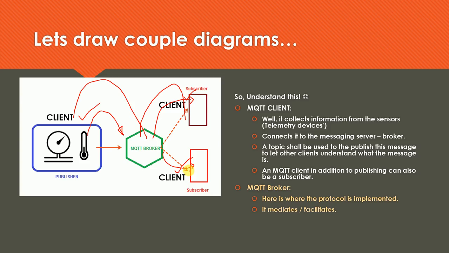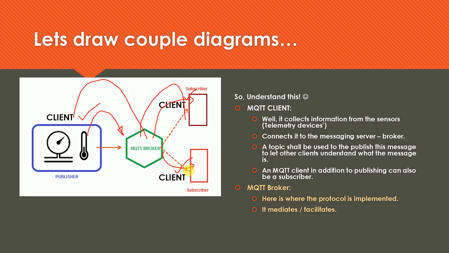Now what is an MQTT client? It collects information from the sensor. Point number 1. It then connects to the broker. Point number 2. And then a topic shall be used to publish this message to make sure that other clients get the data. Then an MQTT client can also be a subscriber, in addition to being a publisher. It doesn't mean that they can always only subscribe or always only publish. They can be both.